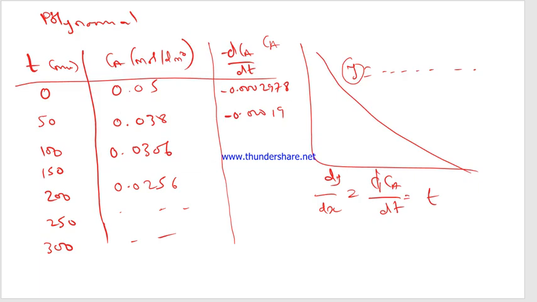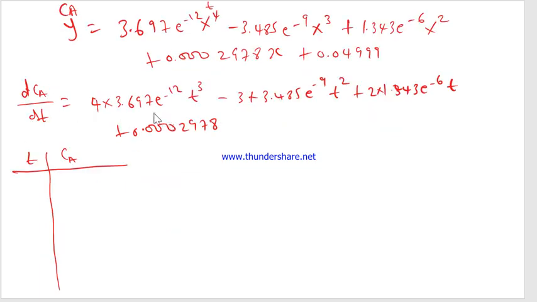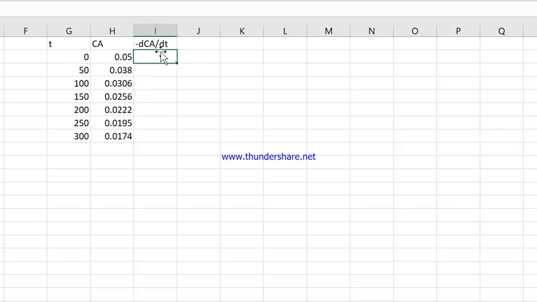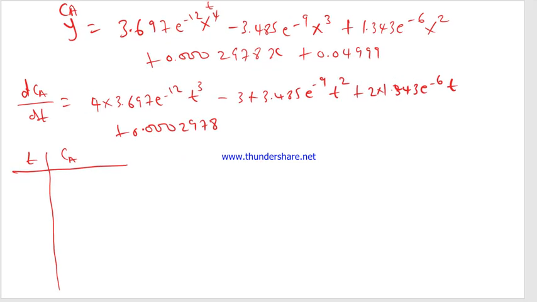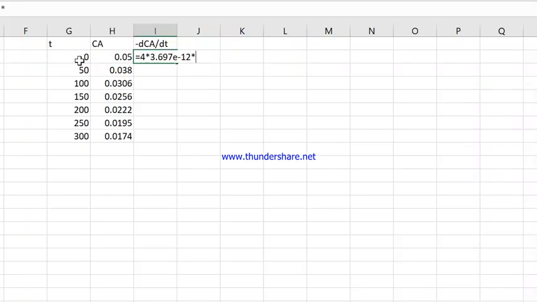So we go here to the equation we have just created. Our dCA/dt is 4 times 3.697 exponential minus 12 multiplied by time cubed, that is time raised to power 3.